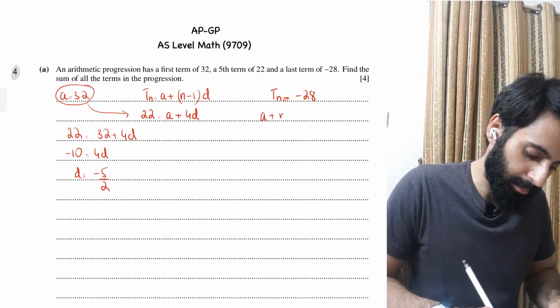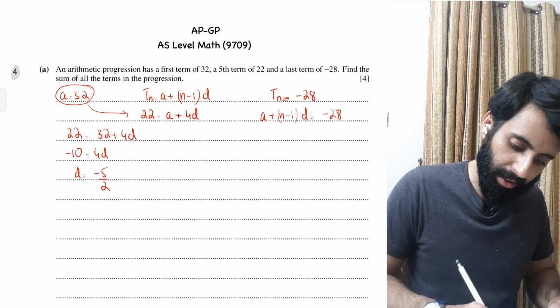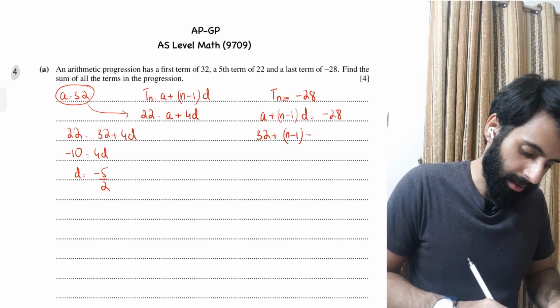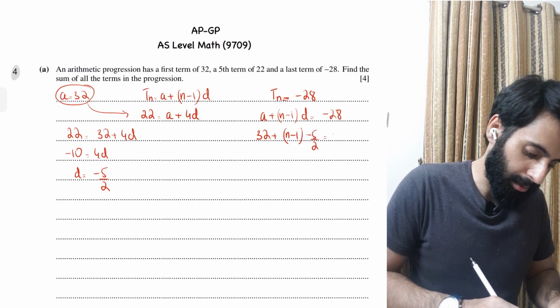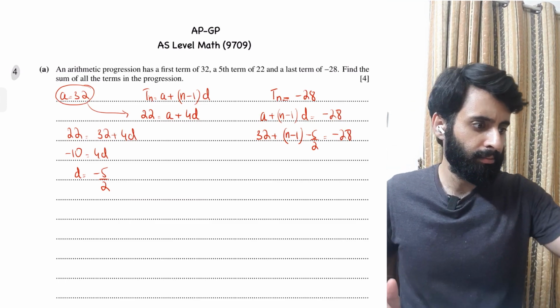So a plus n minus 1 times d is equal to minus 28. A is 32, so I'm just going to replace that into n minus 1 times d, which is minus 5 upon 2, equals minus 28. Now it's just a matter of minus 1 times minus 5 is 5.